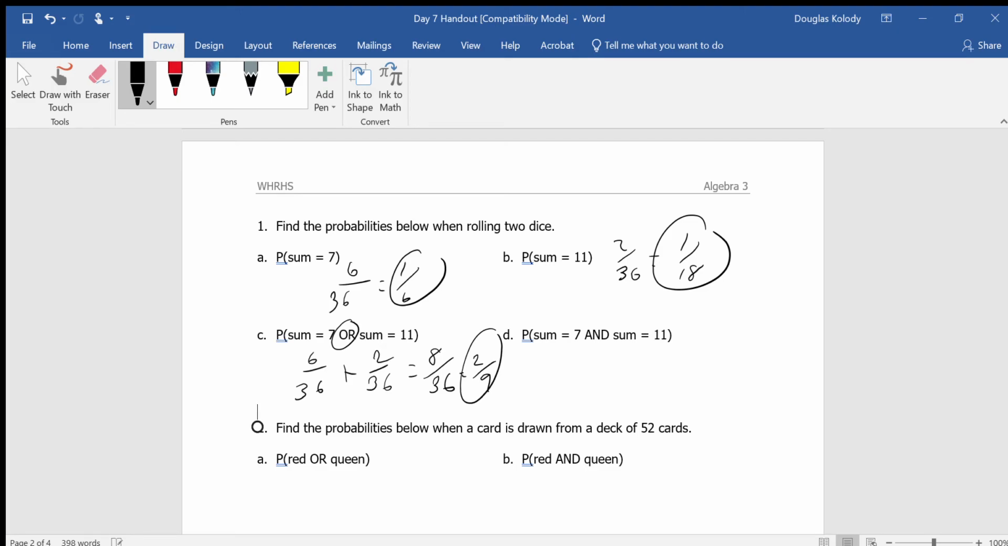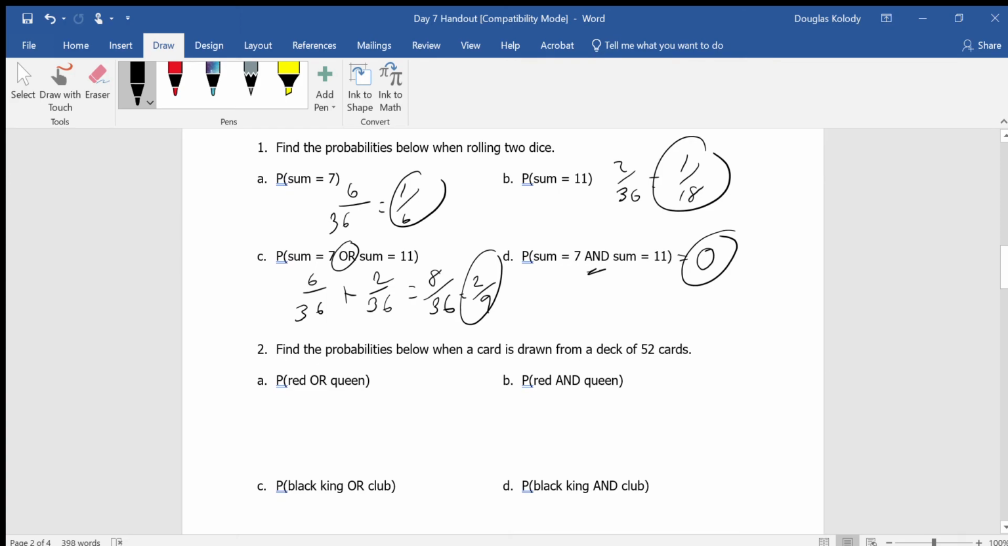Last but not least, what about rolling a sum of 7 and a sum of 11? Can we do both at the same time? Again, we just asked that question, and the answer is no can do. It's impossible to roll a sum of 7 and a sum of 11 at the same time. So these two events are mutually exclusive, and the chances that both can happen at the same time is 0. That's it.